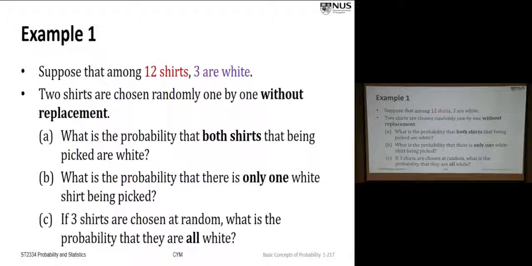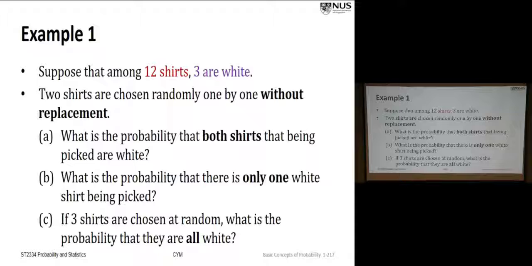Think of it like this. We are talking about selecting shirts. We have 2. We take one by one. So the first event has something to do with the first shirt that we choose. There are only two possible scenarios. One is a white shirt. What is the other one?